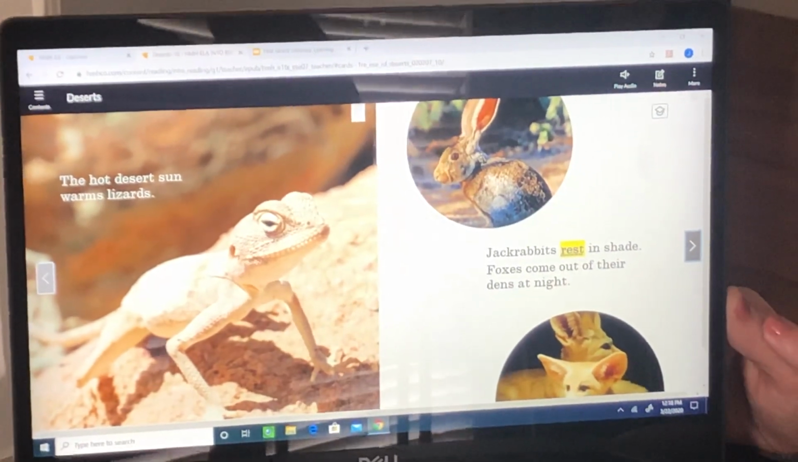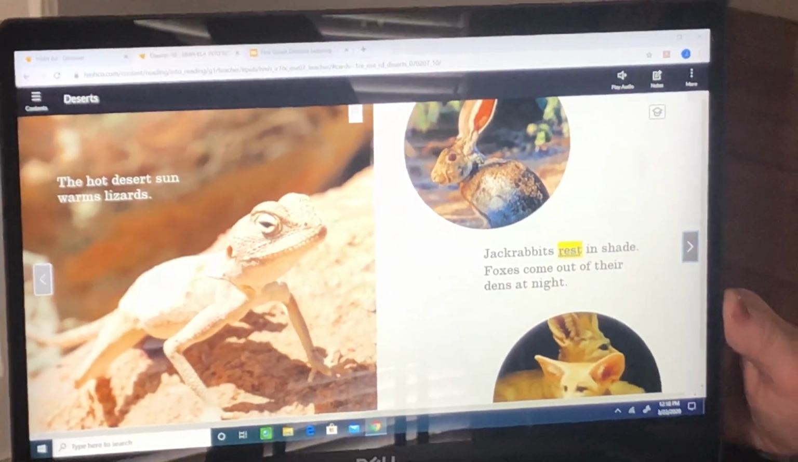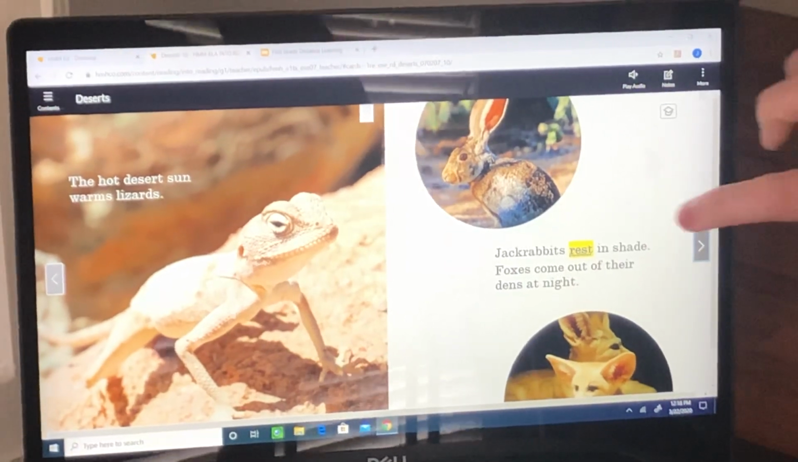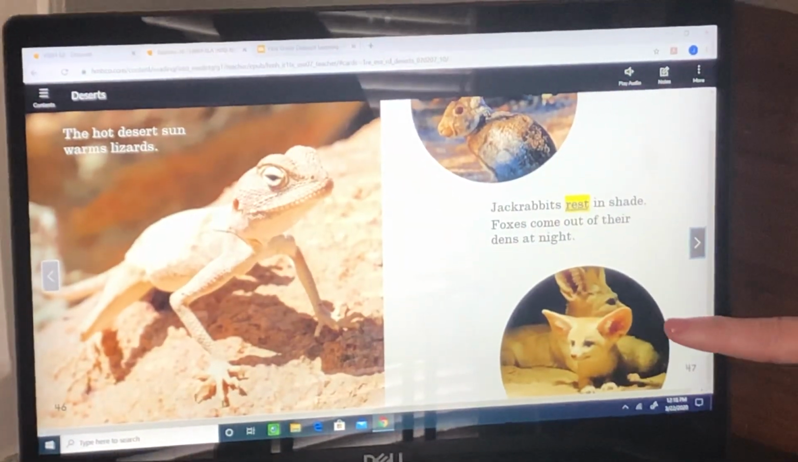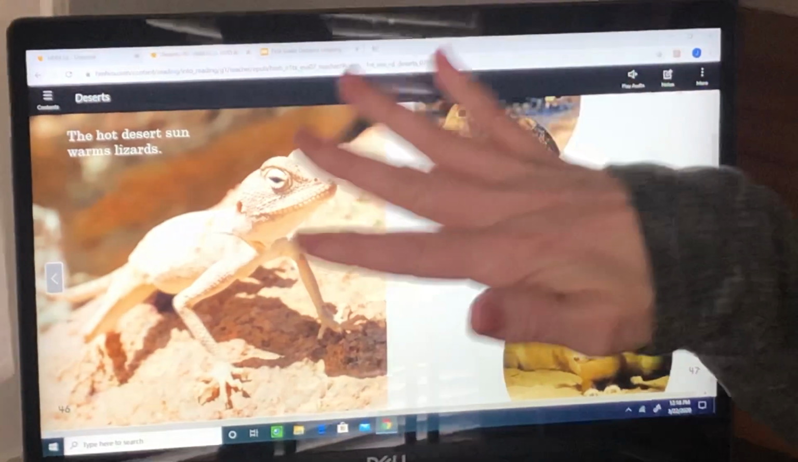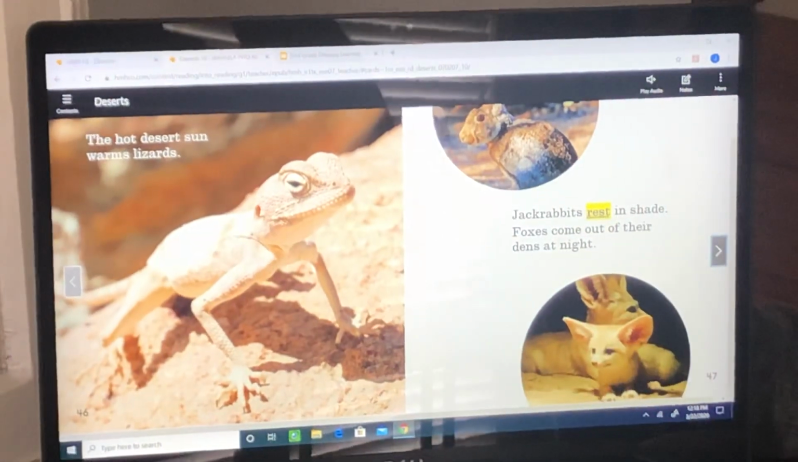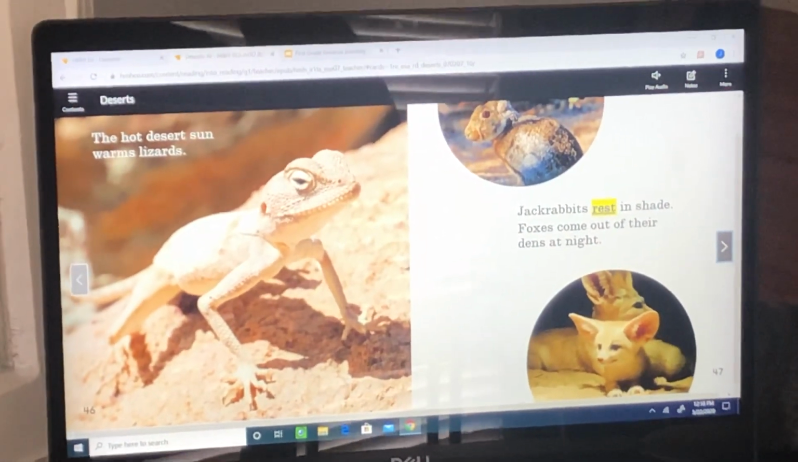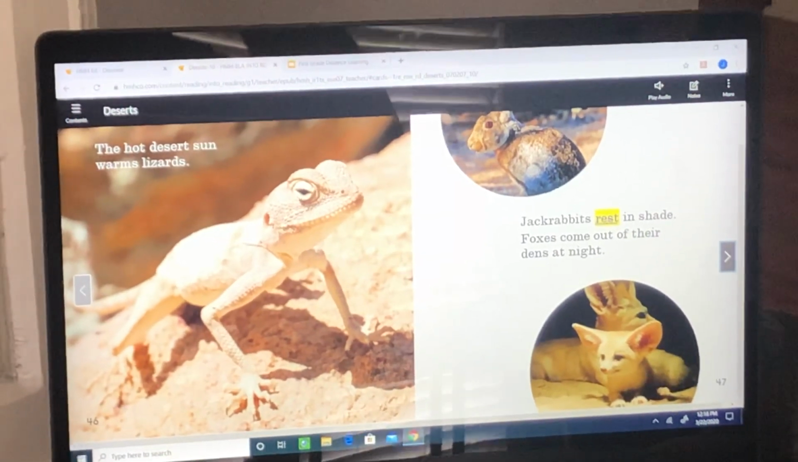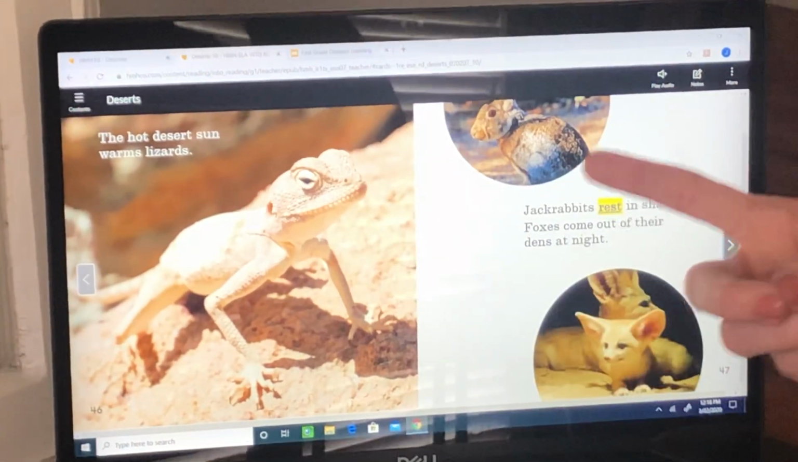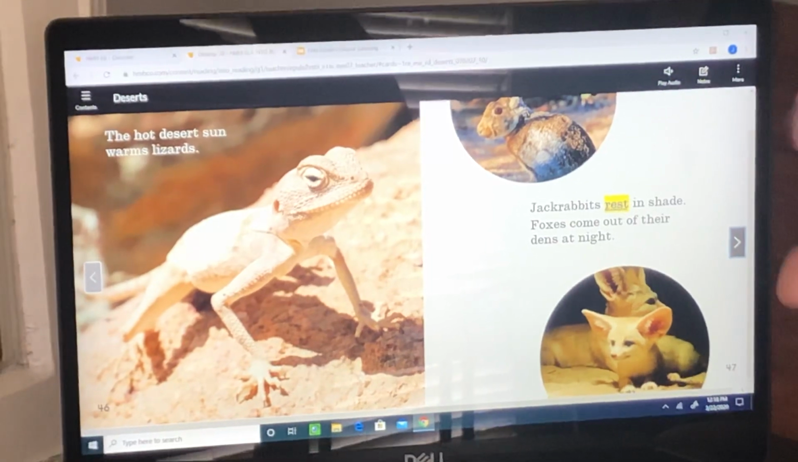Jackrabbits rest in the shade. Foxes come out of their dens at night. Let me show you that picture of that little fox. He's so cute. So based on these two pages, if someone asks you what kind of animals live in the desert, what could you say? You could say lizards, jackrabbits, and foxes.